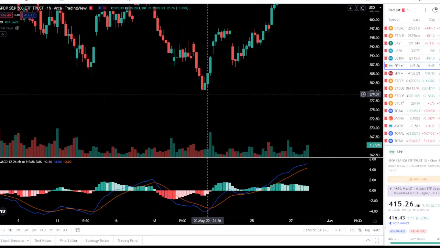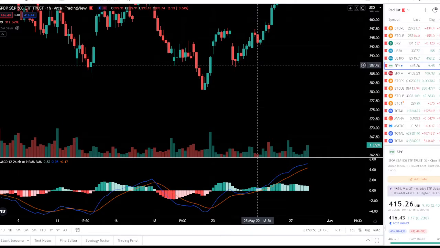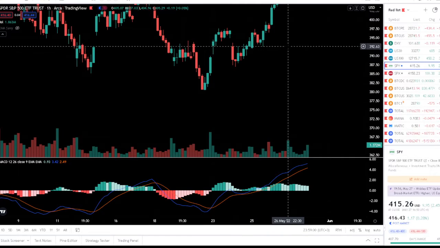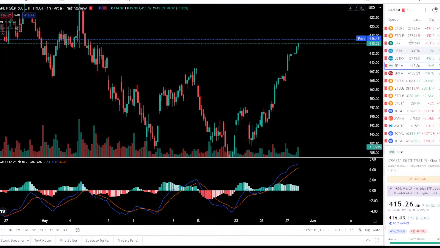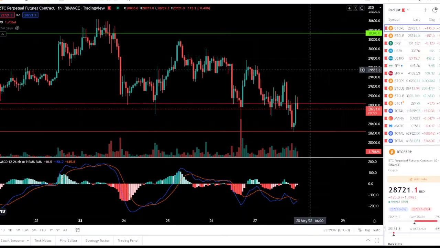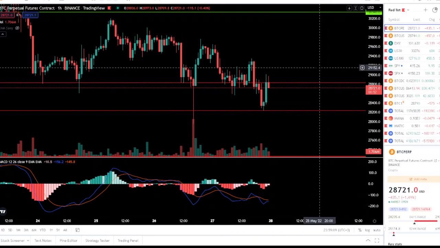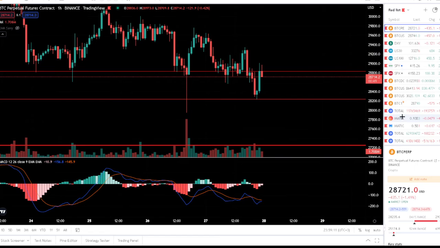This was on the 20th, but we were holding around the 392 for a few days, but we're back at 415. So why is Bitcoin holding back and it's not performing as the other ones?